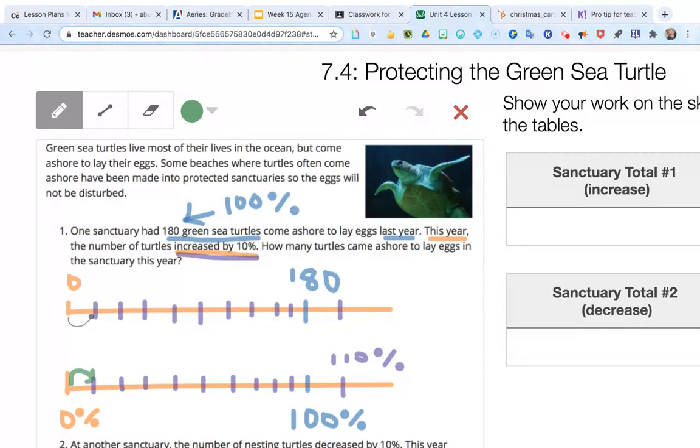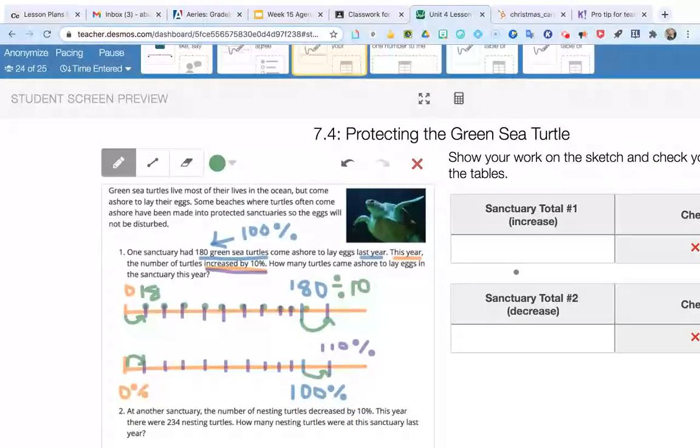And each time I move up on the top, well, I don't know how much I move, but I can cut it into 1, 2, 3, 4, 5, 6, 7, 8, 9, 10. So I'm going to cut 180 into 10 pieces. And so each piece is worth 18. So every time I move 10%, I add 18 turtles. So to go from 180 to here, I'm going to add one of those pieces, which is 18. So your answer should be 180 plus the 18 to move a space. So you can put that in here and check your answer.